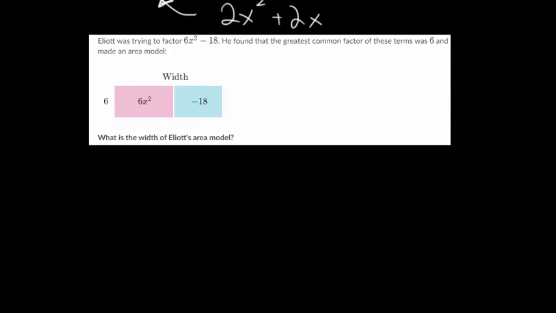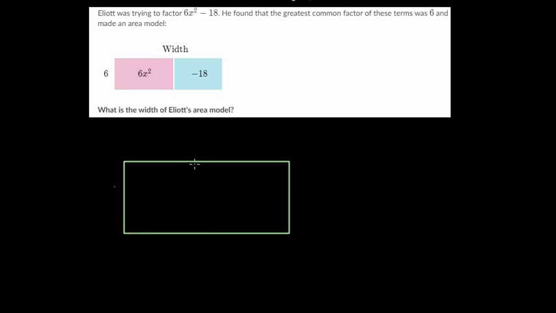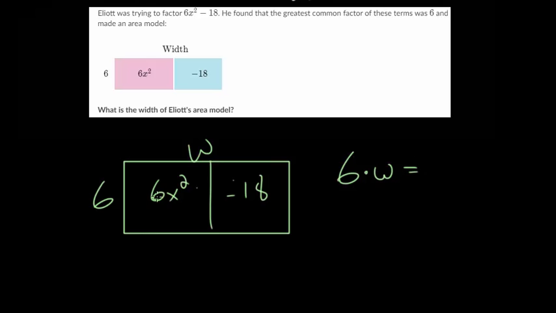And on to this final problem here. So now we have kind of this visual model, this area model. And I'm just going to redraw it below. So we have this rectangle that's essentially split in half. Just draw a line down where this is 6x squared and this is minus 18. And one side length is 6. And we don't know what the width is. I'll call it w. So basically, we have 6 times w is equal to the area of this rectangle. And that would just be the area of this box plus the area of this one. So you'd have 6x squared minus 18. So basically, 6 times what would give you 6x squared minus 18.